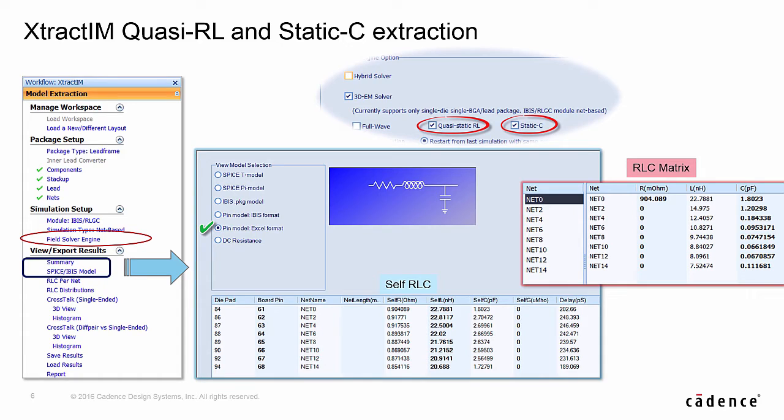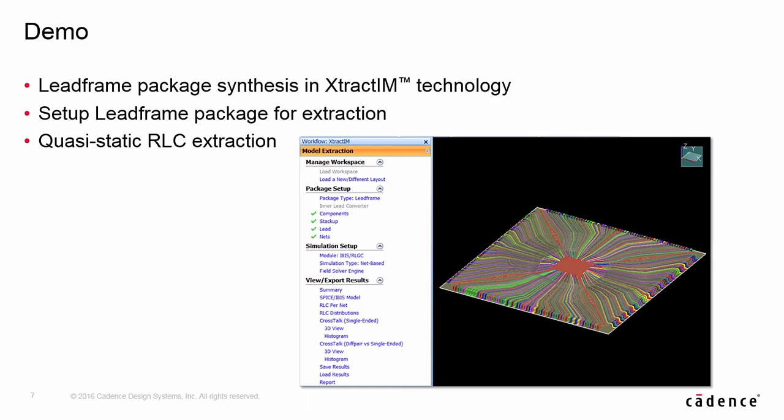When selecting both quasi-static resistance inductance and static capacitance solver options together, it provides more comprehensive reports. In addition, with the full RLC matrix and the self-RLC table, it also provides an RLCK-based SPICE model and IBIS model for time domain transition analysis. In this demo, I'm going to introduce the leadframe package synthesis flow in IM, set up the out-lead profile to complete the 3D structure for extraction, and introduce quasi-static RLC extraction.